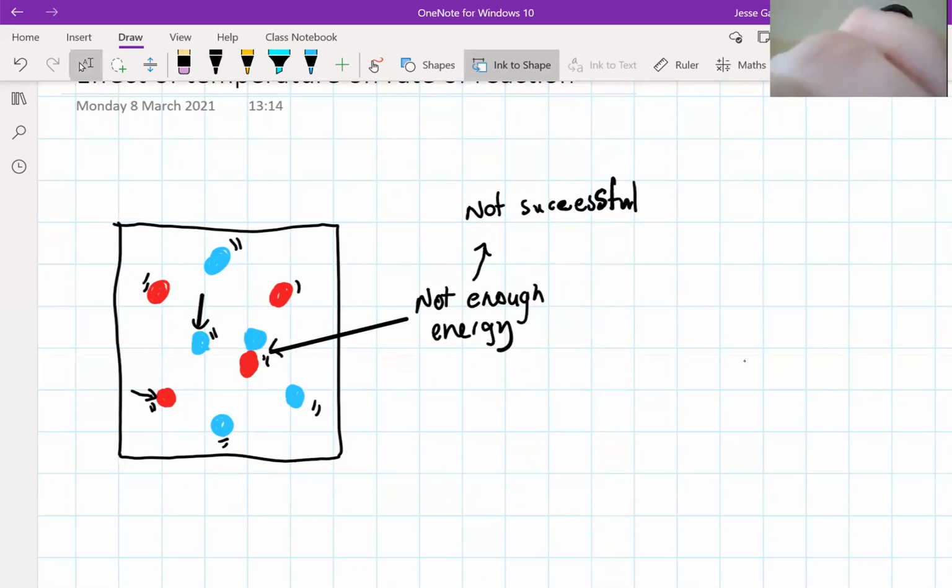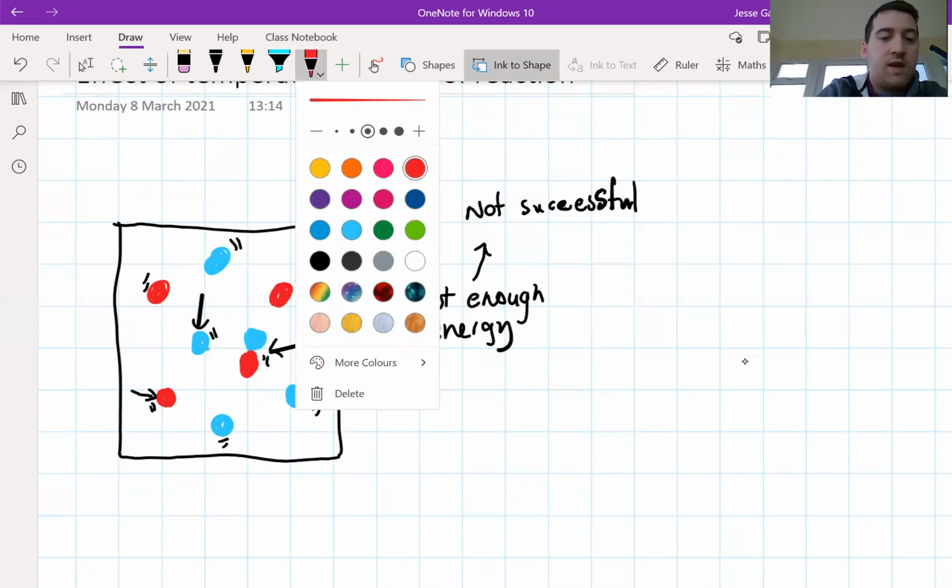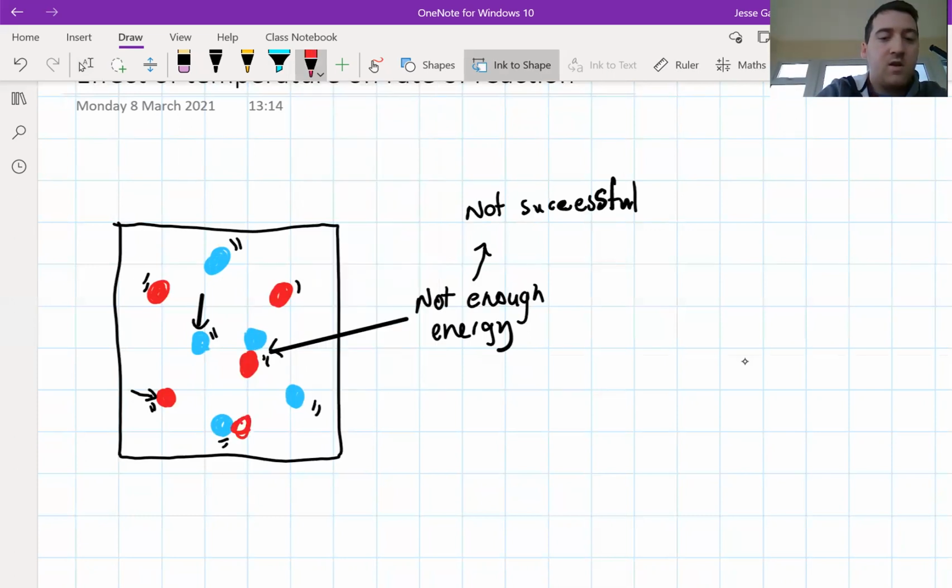Let's look now at these two particles, this one and this one. These two were moving very, very fast. So when they collided, they had the activation energy. And what that means is this yellow thing I'm drawing around is just showing that there's enough energy. So this here has been a successful collision because the particles collided and they had enough energy.